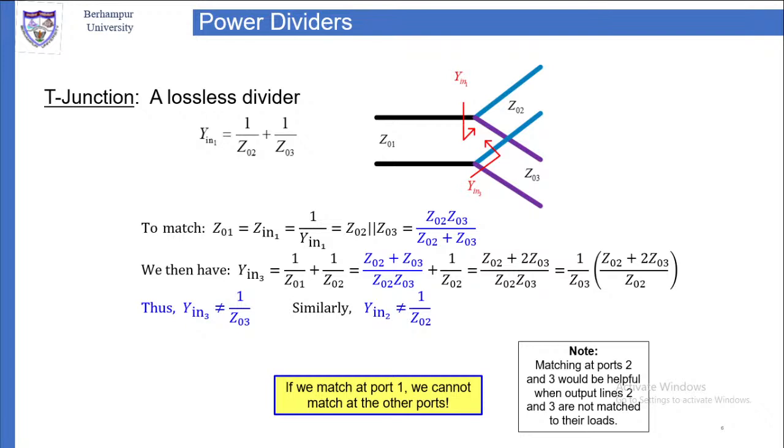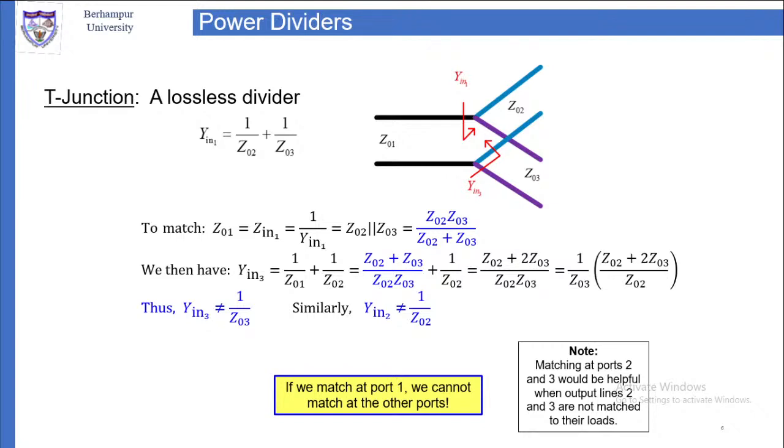Y in 1 we have found out what will be Y in 3. Y in 3 will be equal to 1 upon Z01 plus 1 upon Z02. So 1 upon Z01 plus 1 upon Z02 is equal to (Z02 plus Z03) divided by Z02 into Z03, plus 1 upon Z02.